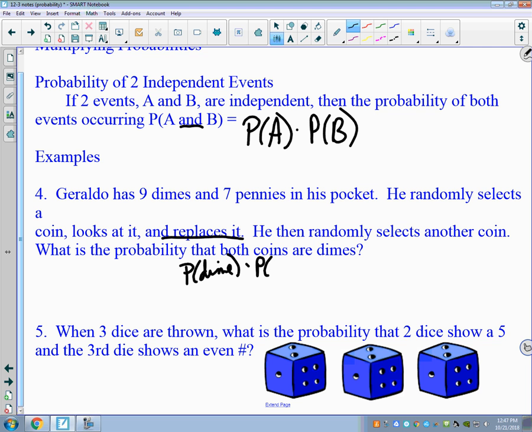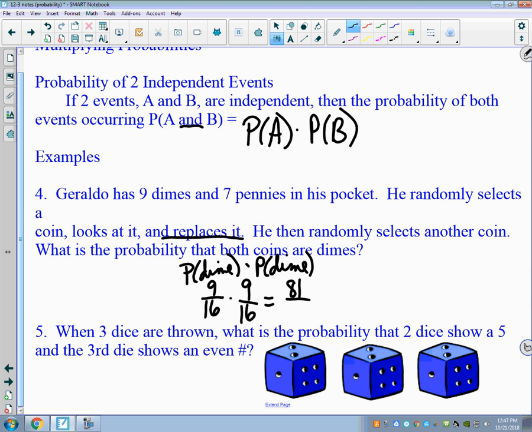And so look at this example. And I don't know why my spacing is so weird. But it says Geraldo has 9 dimes and 7 pennies in his pocket. He randomly selects a coin, looks at it, and replaces it. He then randomly selects another coin. What is the probability that both coins are dimes? So we want the probability of a dime and then the probability of another dime. But what's really important about this is he replaces it.